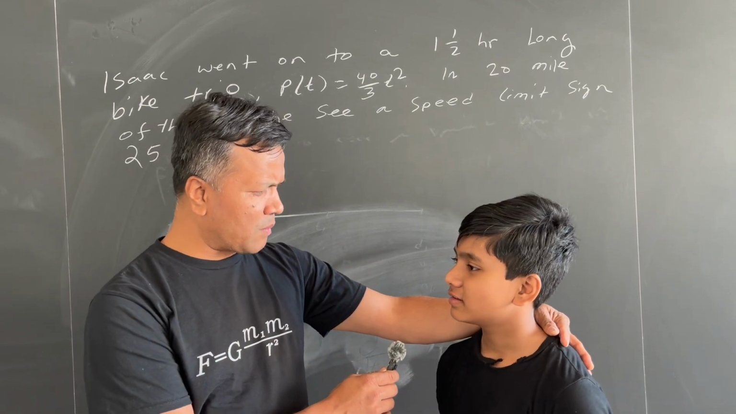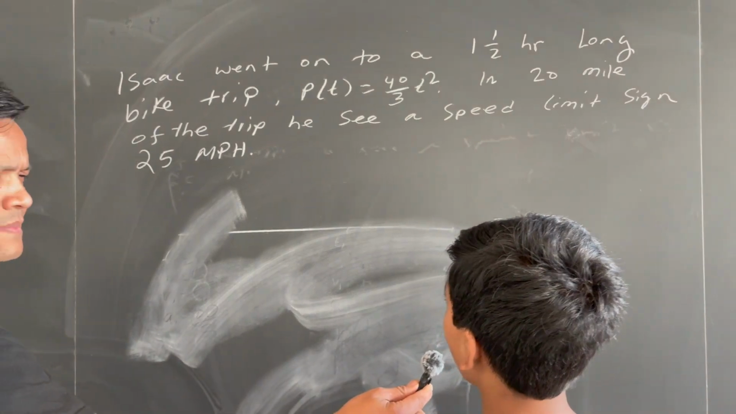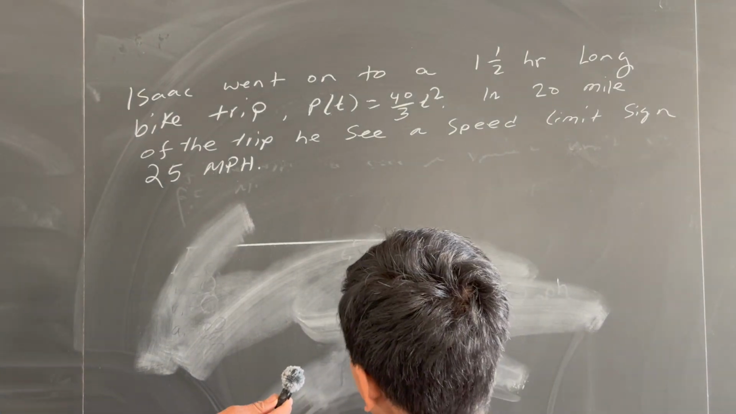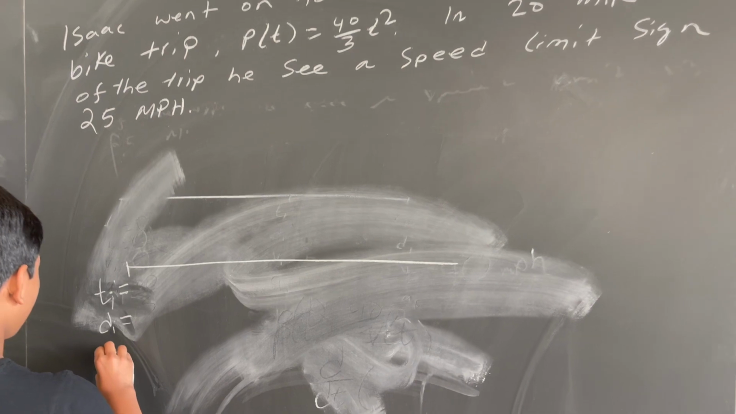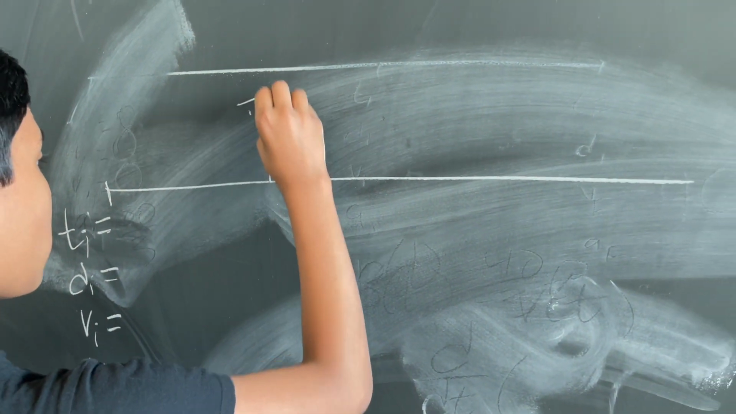Let me challenge you with a problem. At the 20-mile mark, he saw a speed limit sign that said 25 mph. Did little Isaac break the law? Can you draw a diagram? All right. So D initial, V initial, A initial. Then here's the sign.